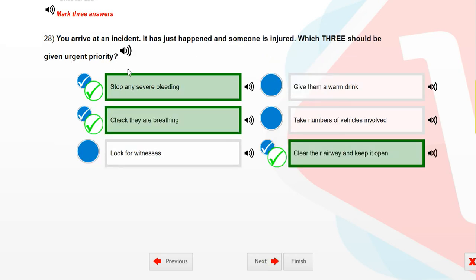You arrive at an incident. It has just happened and someone is injured. Which three should be given urgent priority? Stop any severe bleeding. Check they are breathing. Clear their airway and keep it open.